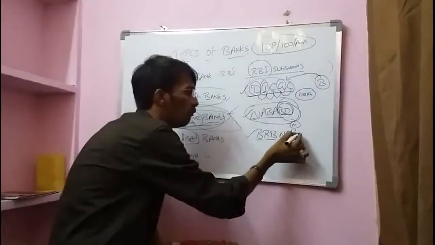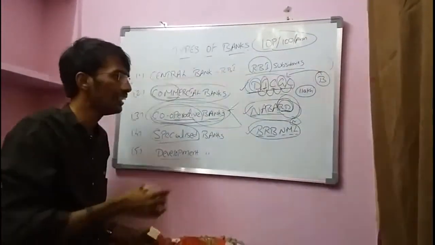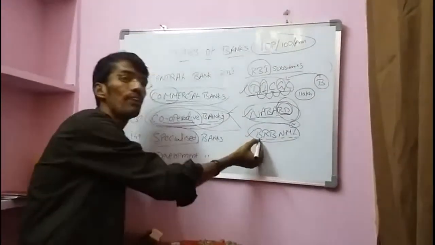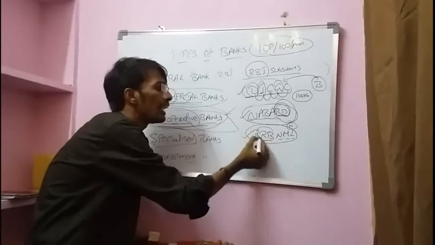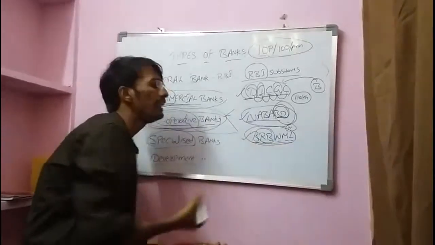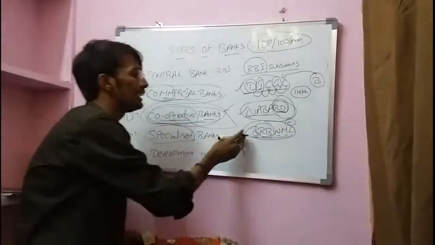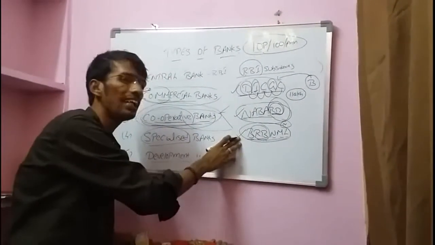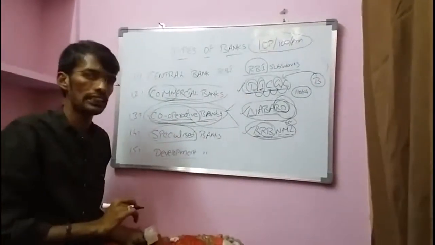Here also, BRBNML, Bharatiya Reserve Bank Note Mudran Limited, the function of this limited is printing the currency notes. That's why it is known as BRBNML. This is the third subsidiary of RBI, and its function is printing of currency notes.